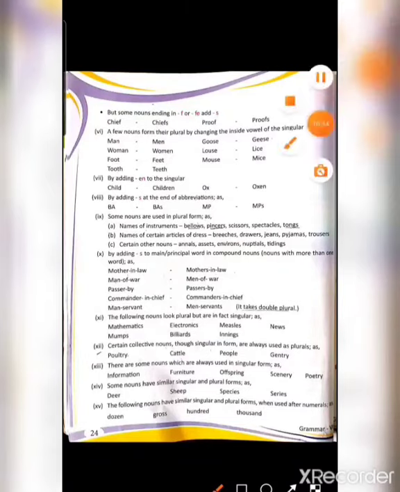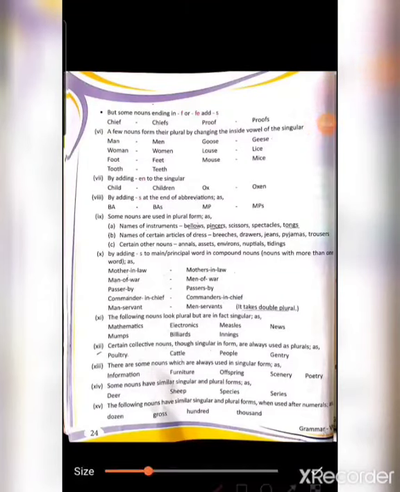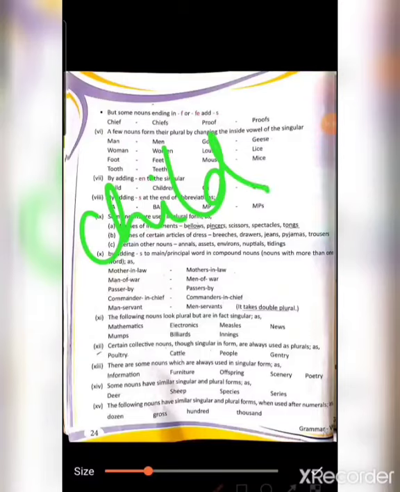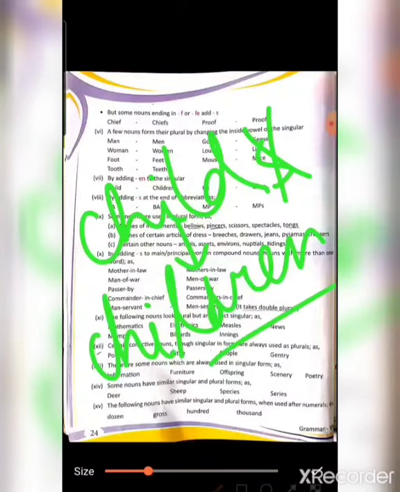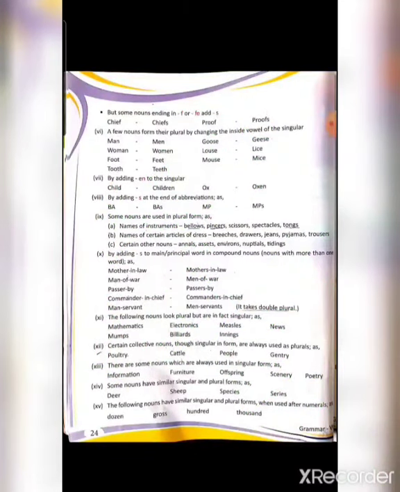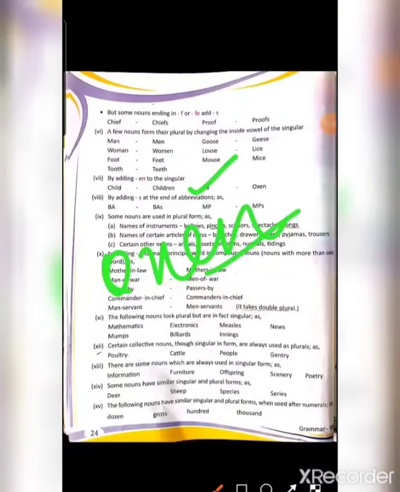Fine. Now the seventh rule, by adding en to the singular. It's the most important rule. Suppose child is written, we will not make childs. Child is written, we will not make childs. What we will do? We will make it children. We will add ren to it. Fine. Basically we add en to words like these. One more example is given, ox. So what will ox become? It will become oxen. En will be added.